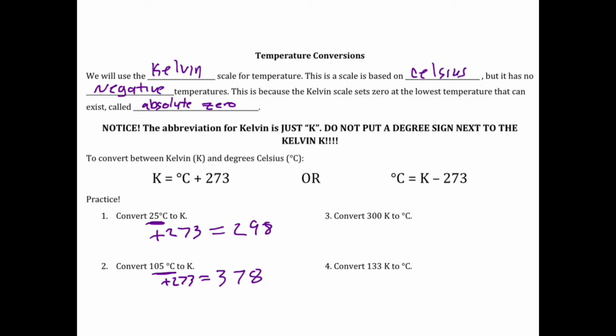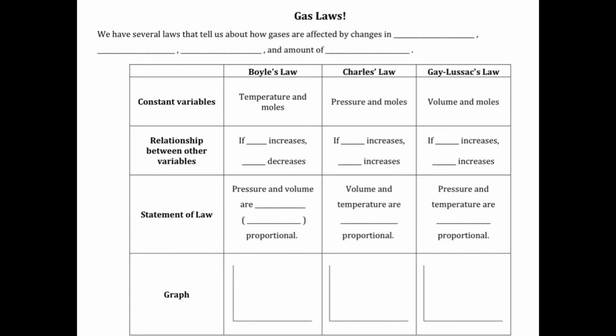Just keep that in mind as we do these problems, and I'll point it out when we get there. But if it gives you Celsius, you got to convert it to Kelvin by adding 273. So let's go ahead and talk about the combined gas law.